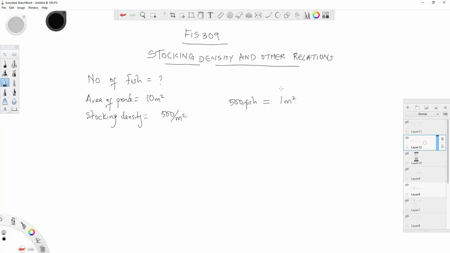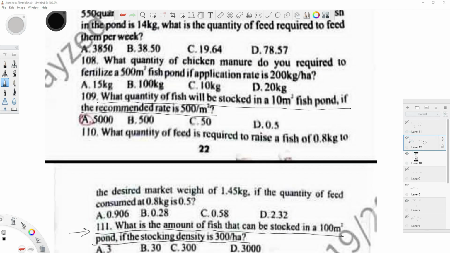Let's continue. 500 fish per 1 meter square, and you're told to find the number of fish that can stay in 10 meter square of that pond. So cross multiply, x equals 500 times 10, that's 5,000 fish. So the answer should be 5,000 fish. Let's check if it is there. Okay, it's actually there, 5,000, and that's that.